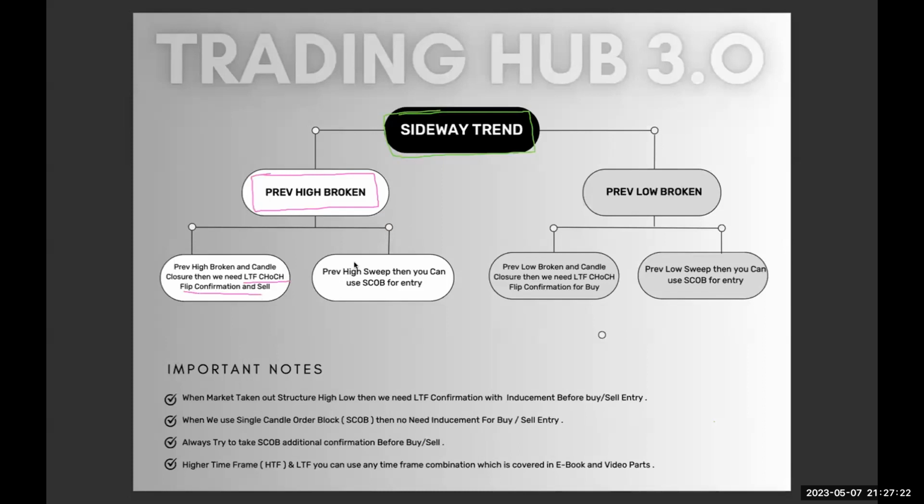Simple, right? If it sweeps the previous high or low, then you have to sell or buy based on only single candle order block. In that case, you don't need inducement in a lower time frame. Correct? Similar thing for a previous low broken: with candle closer, then you need chalk and flip. If it sweeps the previous low, then you can buy or sell based on single candle order block. Simple. When it sweeps high or low, then you use single candle order block. If a candle closes and mitigates a higher time frame order block, then you need the lower time frame chalk flip entry model also. That's it.